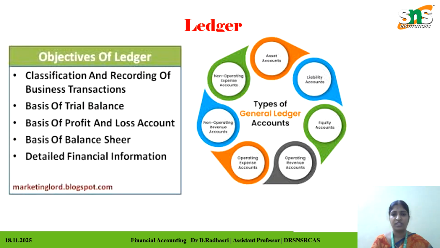The next thing we have to see is the objectives of the ledger. The main objective of the ledger is classifying the recording of business transactions. It is the main process of the ledger. On that basis, it goes to the next category, the trial balance. The trial balance is calculated over the months of a particular year, and on that basis the profit and loss account can be calculated. From the profit and loss account, we can say the net profit or loss of the business. Finally, we go on to settle the balance sheet with the details of the financial information.